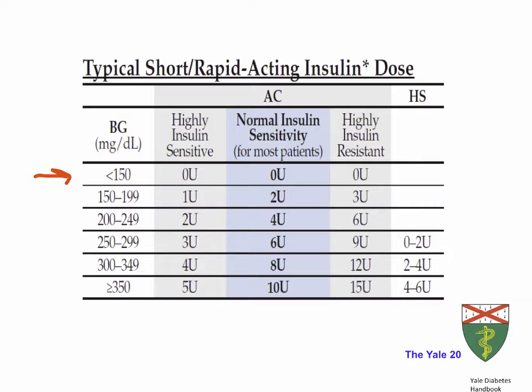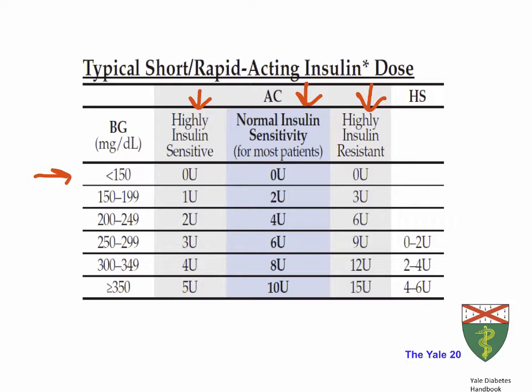Then, the number of units that we actually give the patient of insulin depends on their insulin sensitivity. So this would be a low dose, then this would be a high dose, and this would be a medium dose insulin. Patients that are highly insulin sensitive don't need as much insulin to have the same effect, and those would typically be type 1 diabetics or really thin patients.